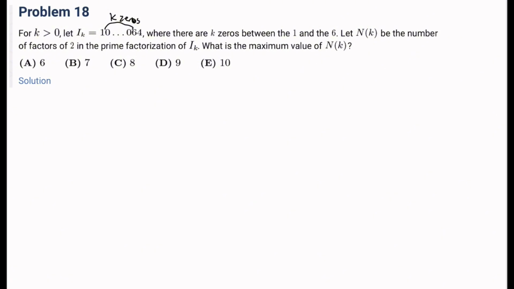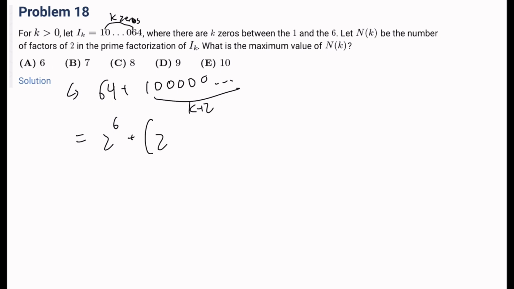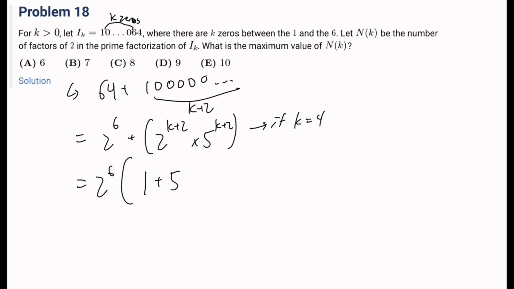Okay, so since this has like k plus 2 zeros, right? So this is equal to 64 plus 1 followed by k plus 2 zeros, right? So this is going to be equal to 2 to the 6th power plus 2 to the k plus 2 power times 5 to the k plus 2 power, right? This is going to be 2 to the 6th power times, and then that's going to be 1 plus, and then if k is 4, that's going to be 5 to the k plus 2, so that's 5 to the 6th power.